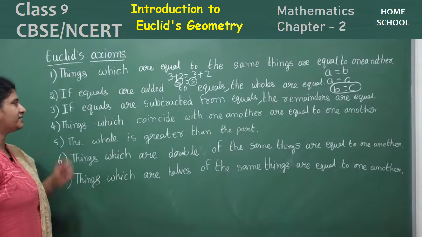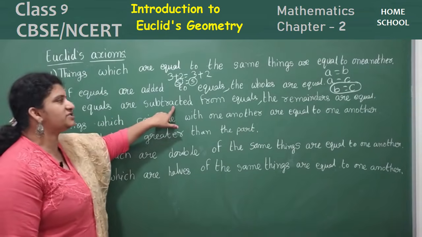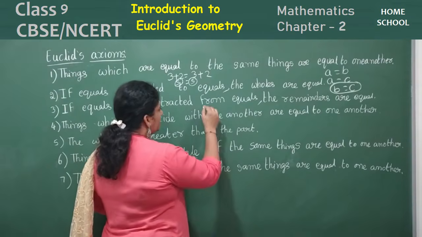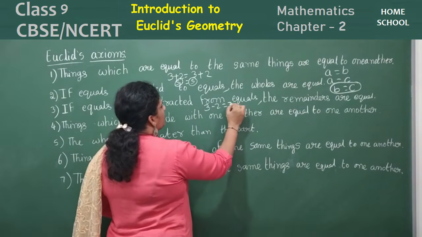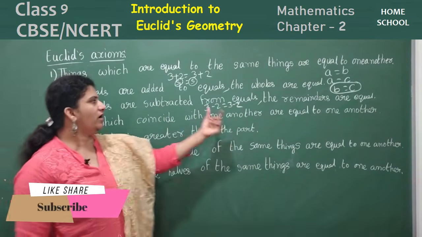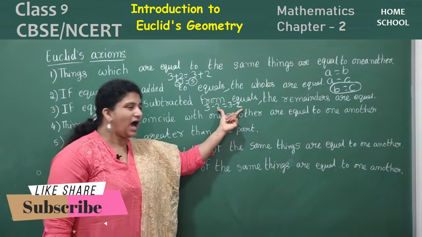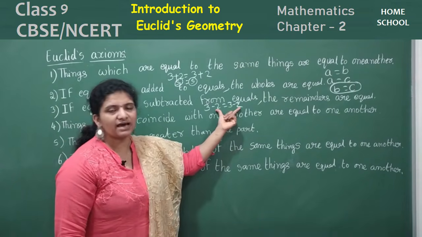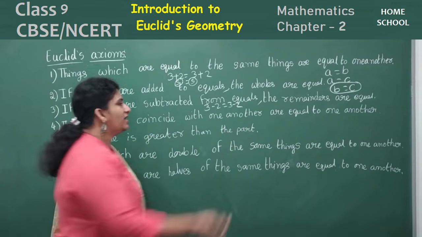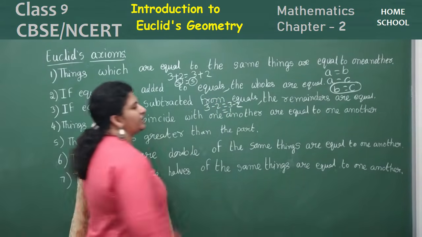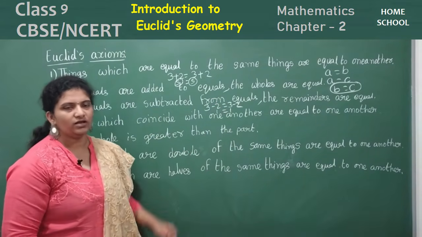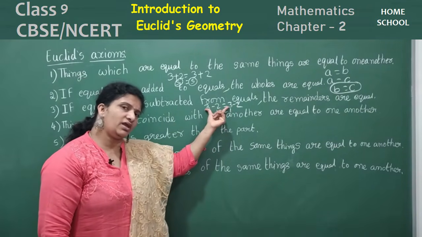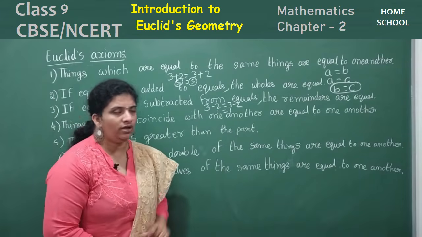See the third axiom. If equals are subtracted. So now what you are going to do? Same third axiom here. 3 minus 2 equal to 3 minus 2. So look here. If equals are subtracted from equals, the remainder what you are going to get is also equal. So once again look here carefully. If equals are subtracted from equals, the remainders are also equal.